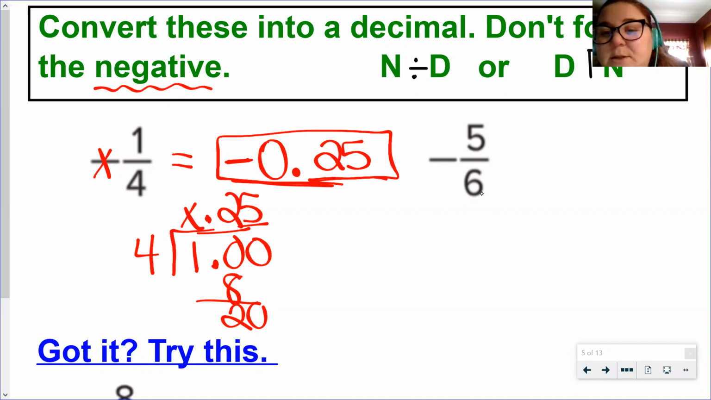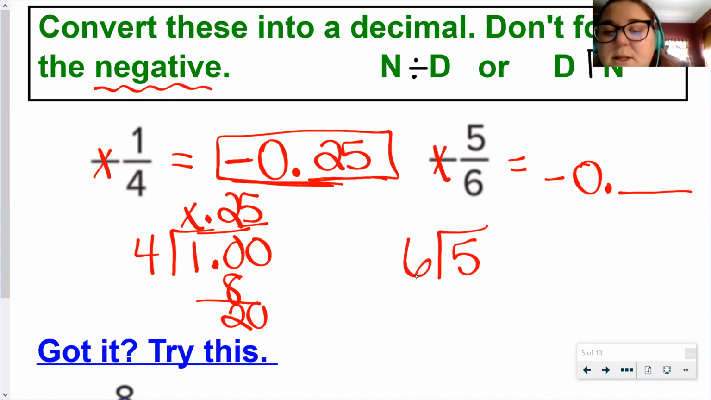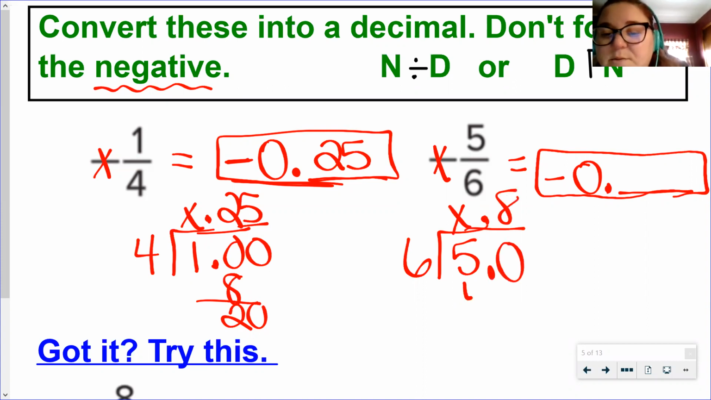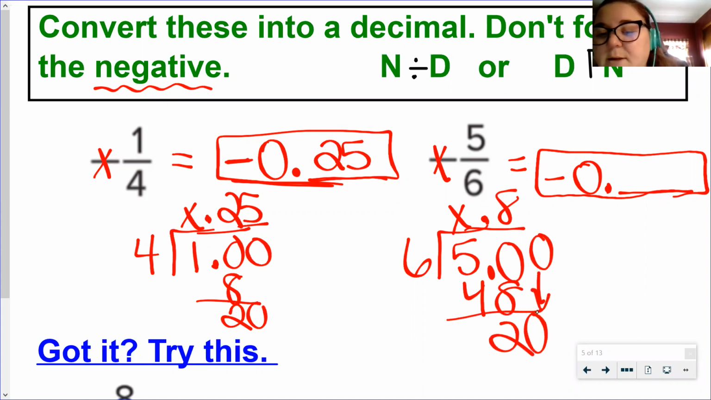Negative 5/6. So it'll be a negative 0 point something because it's not a mixed number. So I don't have to worry about anything in that 0 space. Okay, so it goes in the house. 5, 6 on the outside. So again, this is a good strategy to do what I'm doing right here on the side. Add a decimal, raise it up, add a 0. 6 times 8 is 48. 2 left over, add a 0, bring it down. 6 times 3 is 18.